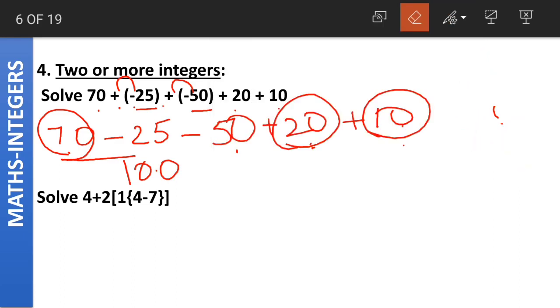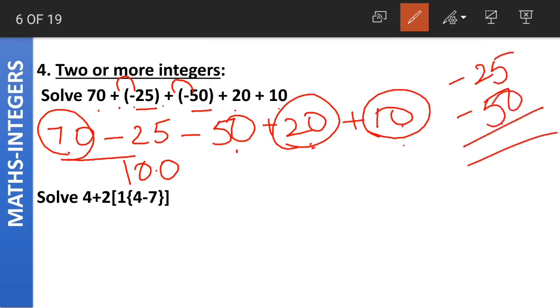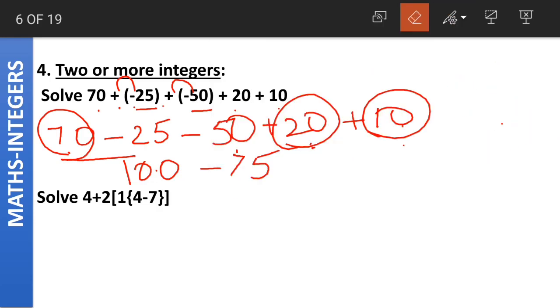And again we have two negative integers, minus 25 and minus 50. Now what to do when we have two negative integers? We add their absolute values. 5 plus 0 is 5, 2 plus 5 is 7, and then give the negative sign to the result. So the result of minus 25 minus 50 is minus 75. We write minus 75 here. And see, we've simplified such a big equation into two numbers.